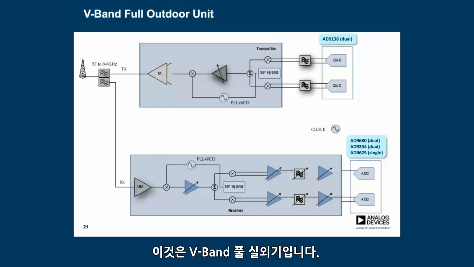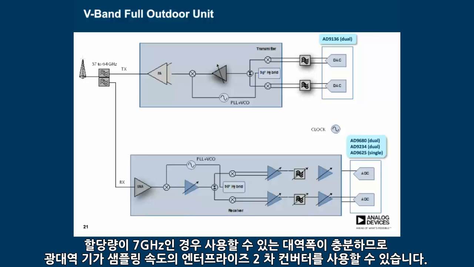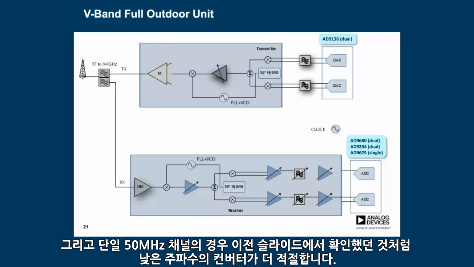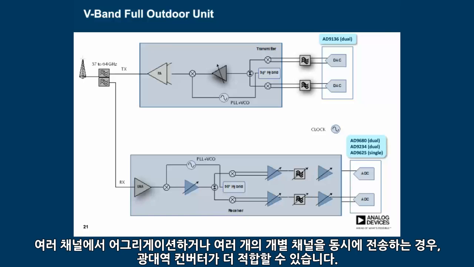Here we show a V-band full outdoor unit. With 7 gigahertz of allocation, there is plenty of bandwidth available for use, and so wideband gigasample per second converters can be used. In the case of a single 50 megahertz channel, it's more appropriate for the lower frequency converters on the previous slides to be considered. If several channels will be aggregated or several separate channels transmitted at the same time, wideband converters may be more appropriate.